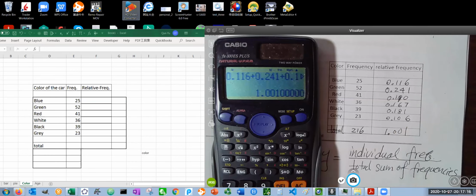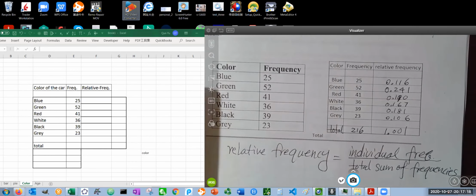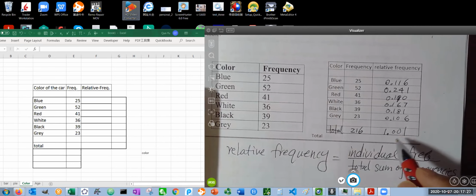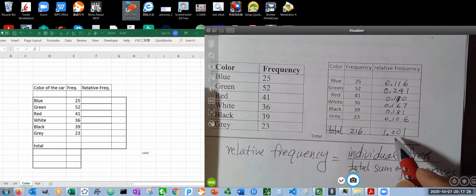The rest are zeros. We take 3 decimal digits. As I said, we expect something very close to 1, but not exactly 1. If you got exactly 1, again, that's just luck. But it cannot be farther away from 1. 1.1, 1.2, something is wrong. Or 0.9 is wrong.